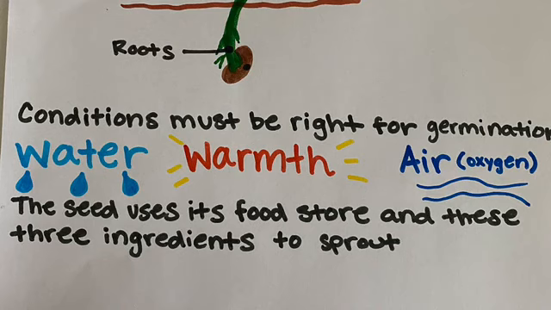So as germination begins, the seed uses its food store that we saw in our last stage and the 3 conditions that we just talked about in order to begin sprouting and start growing above the ground.